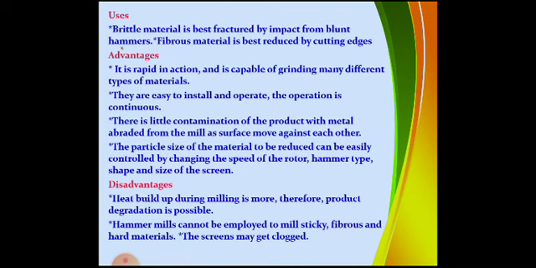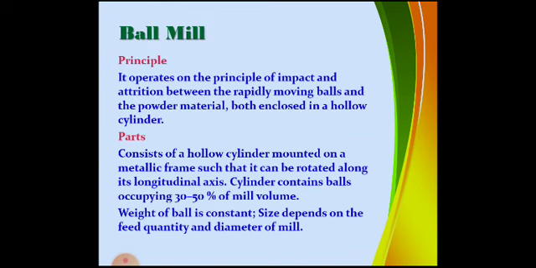There is little contamination of the product with metal. The particle size of the material to be reduced can easily be controlled by changing the speed of the rotor hammer. The disadvantage of the hammer mill is that the heat build-up during milling is high, therefore product degradation is possible. Hammer mills cannot be employed for milling strictly fibrous and hard material. The screen may become clogged.